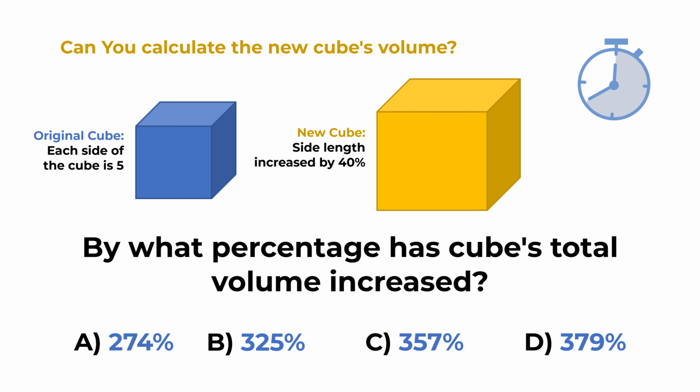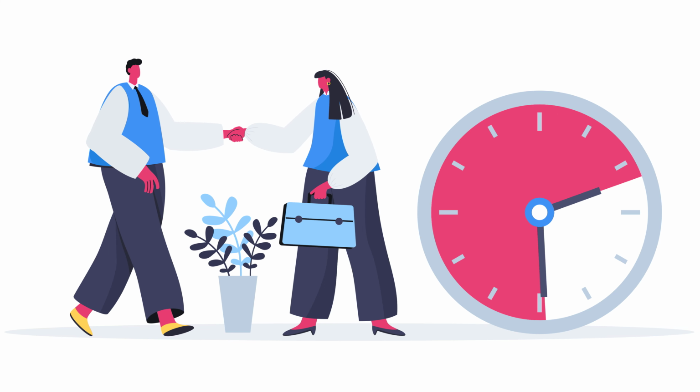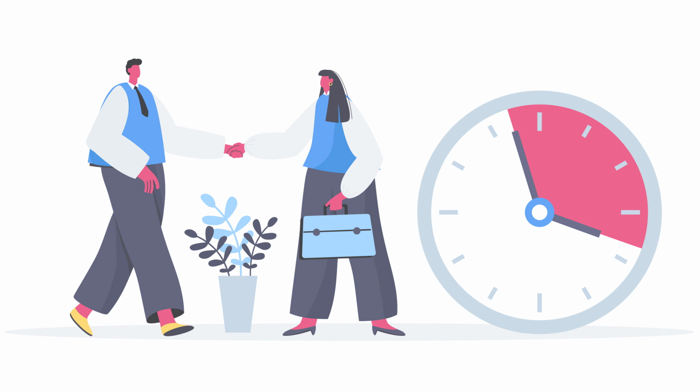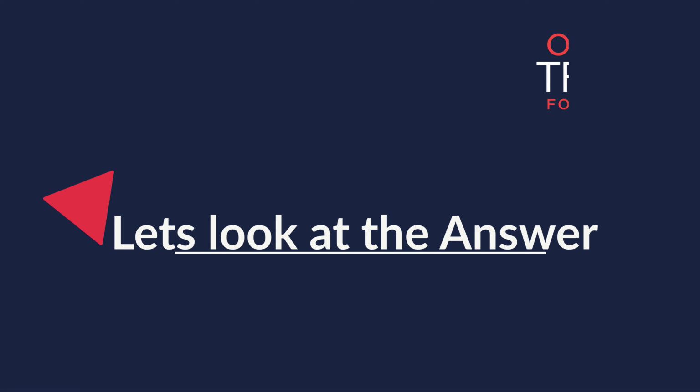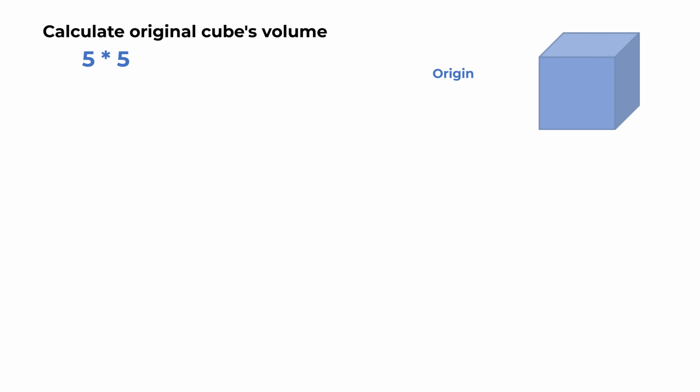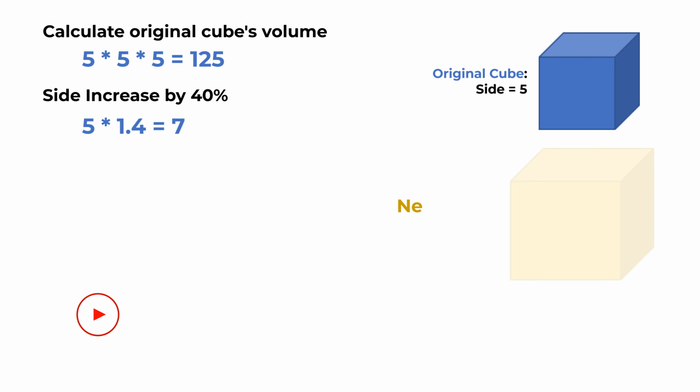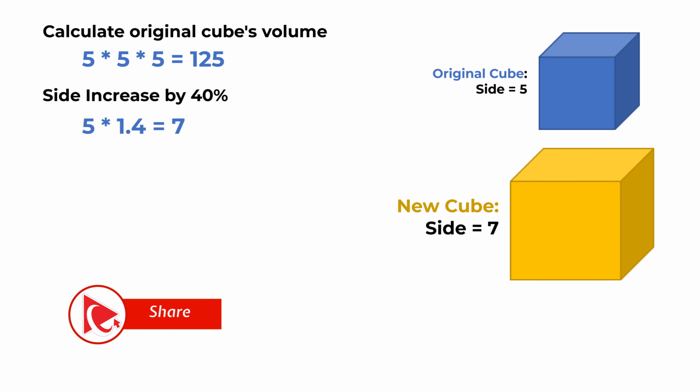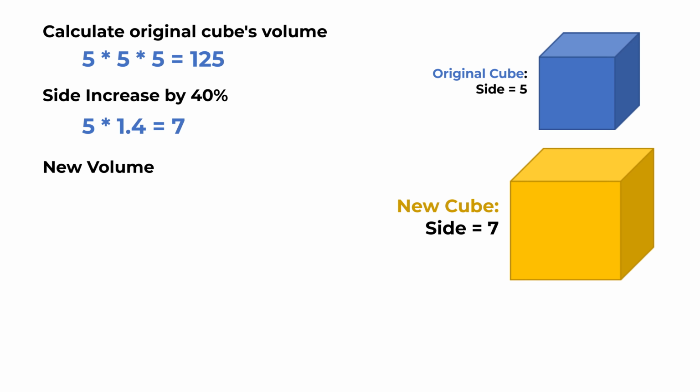Give yourself a little bit of time because the answer to this question may not be obvious. Hopefully you've nailed it, but let's move forward and I'll explain how I solved this problem so we can get to the correct solution together. First thing we're going to do is calculate original cube's volume. 5 multiplied by 5 multiplied by 5 equals 125. Now let's increase the side of the cube by 40%. 5 multiplied by 1.4 equals 7, which means that the new cube's volume would be calculated as 7 multiplied by 7 multiplied by 7, and the end result will be 343.